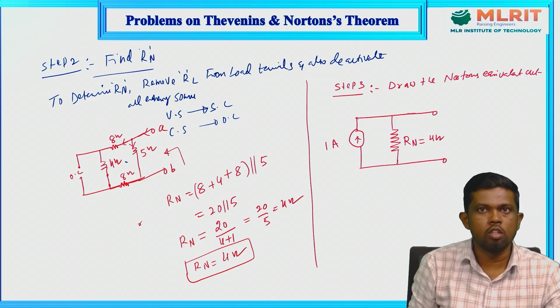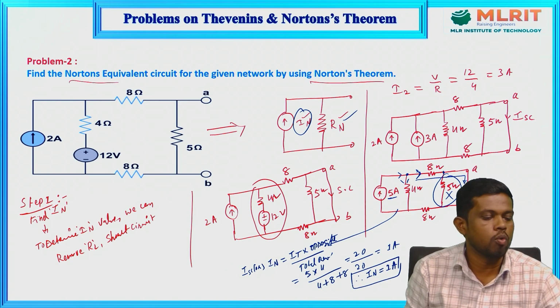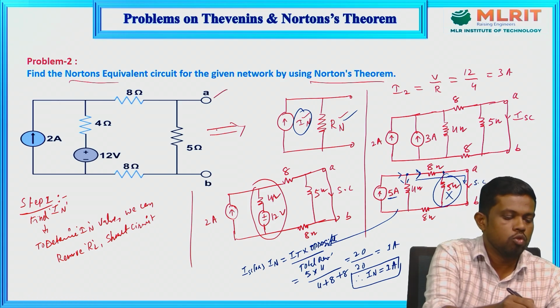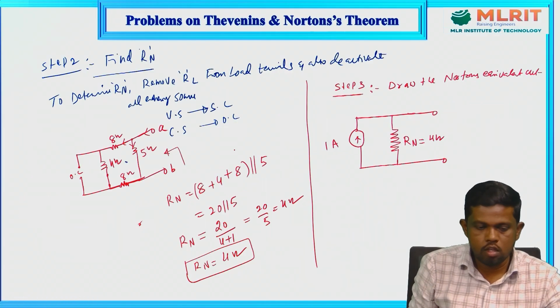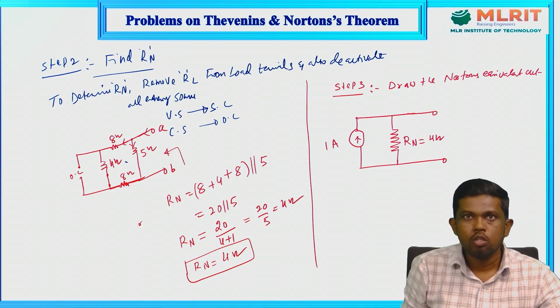This is what is asked in this question. In this question, they have asked to find Norton's equivalent for the network by using Norton's theorem between the AB points only. So at these 2 points, we get this circuit, that is Norton's equivalent circuit. This is the end of the session.